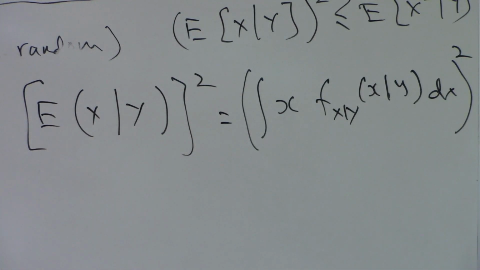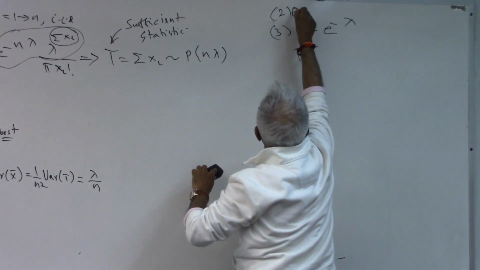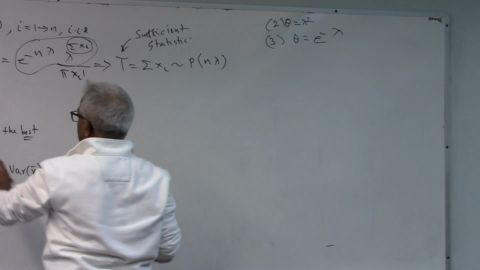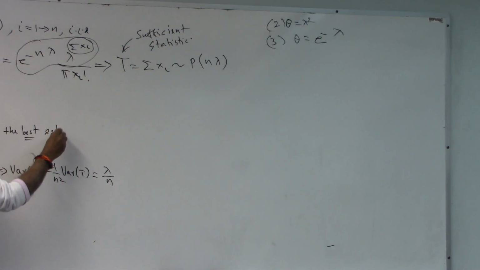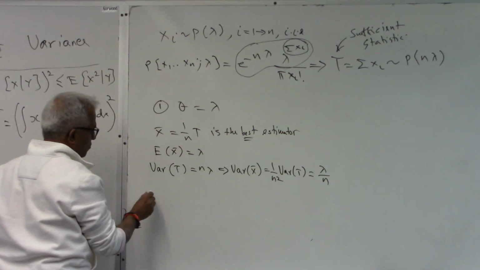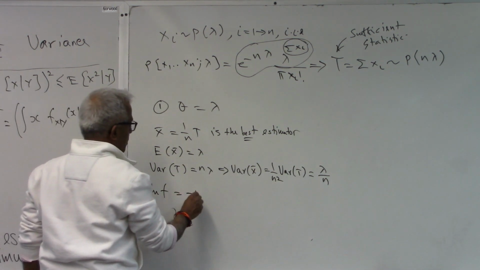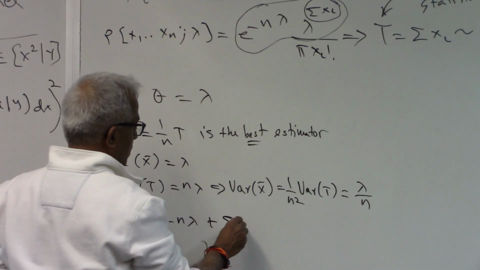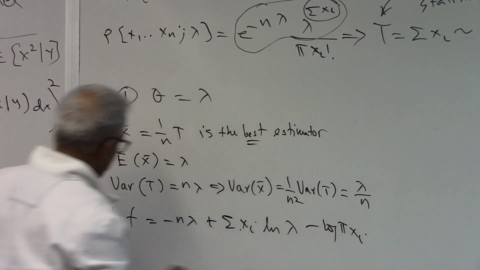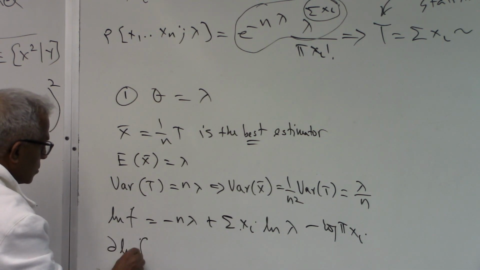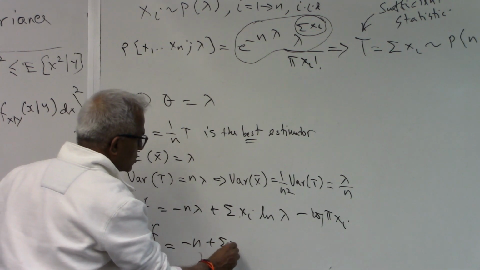If you want to find out a little more about this density function, so this is already the best estimator, right? Just for curiosity's sake, let's also find the Cramér-Rao bound in all these cases. So log f is minus n lambda plus sigma xi log lambda, minus log of the product of xi factorial. So I'm going to take the derivative of the logarithm of the density function with respect to lambda. So that's minus n plus sigma xi over lambda.